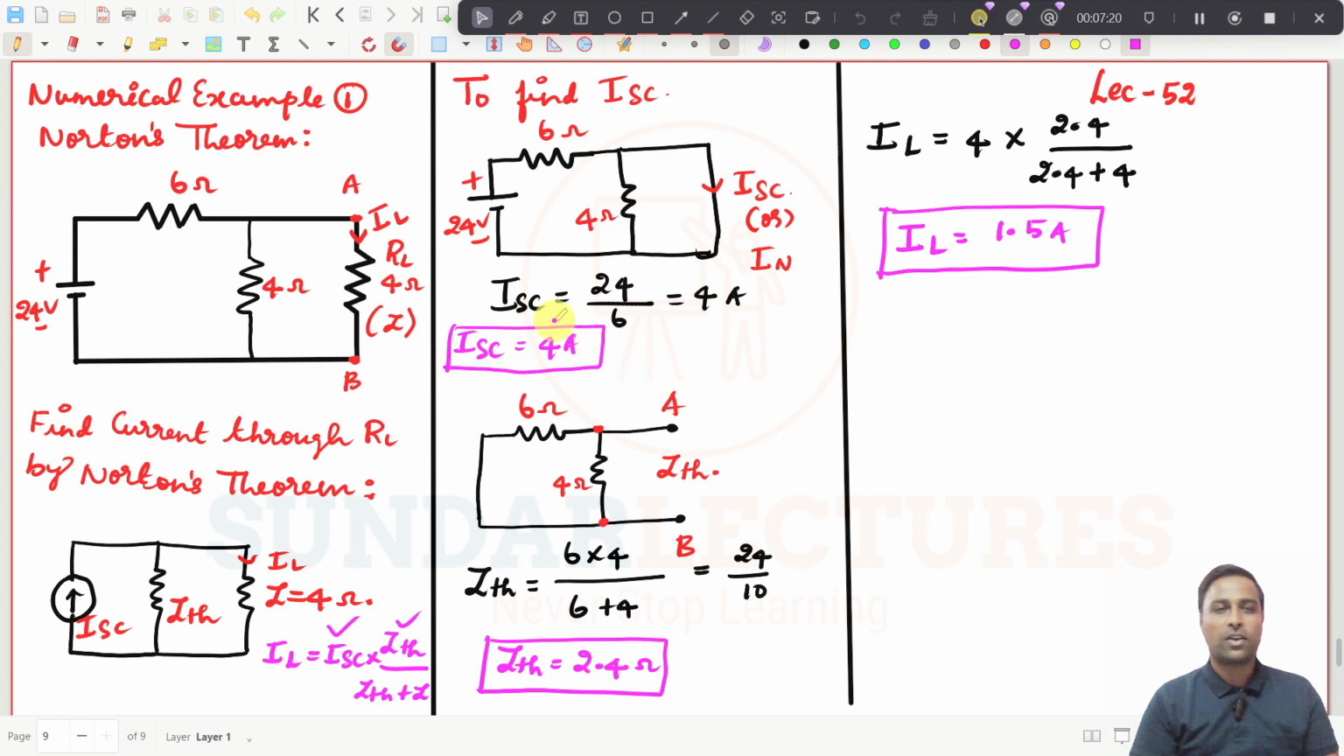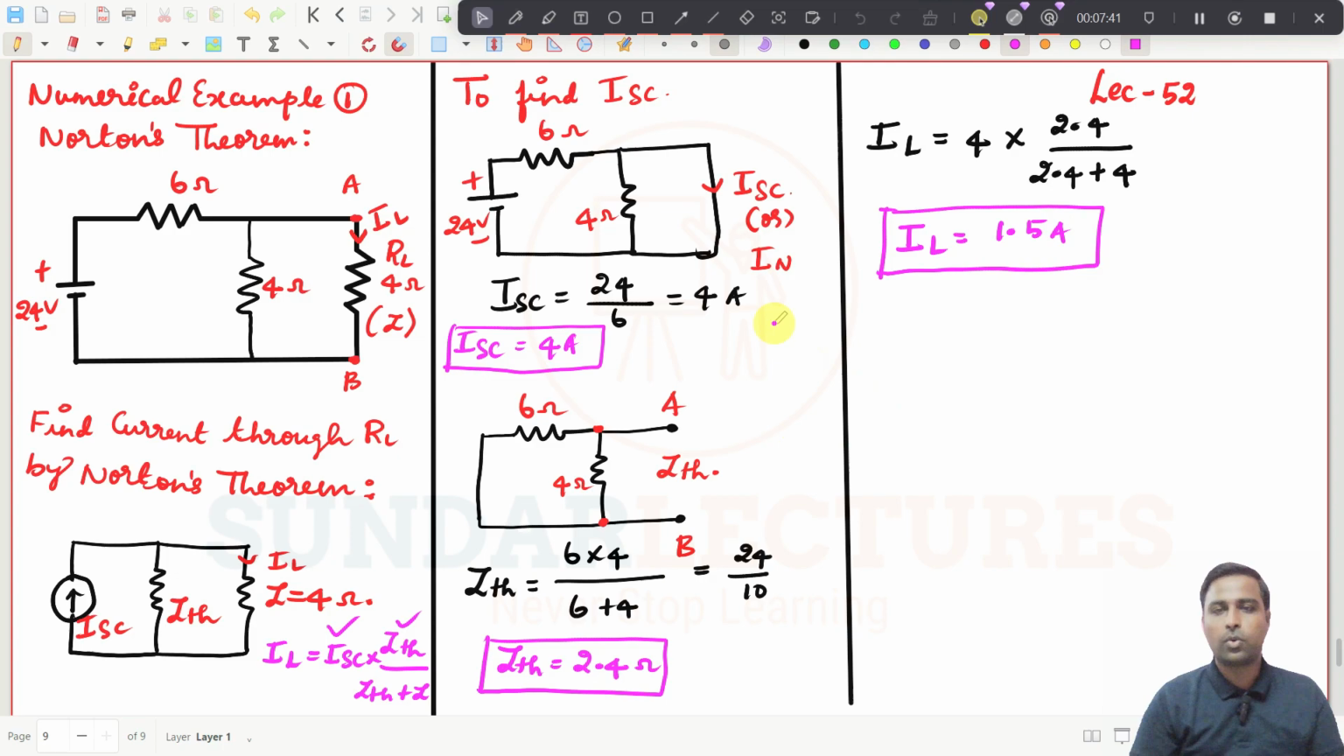So we have found the current through this load resistance or load impedance. Try to understand, there are so many ways to find the current in this resistor. We know mesh current analysis, nodal voltage analysis, and so many methods. But why is this method preferred?